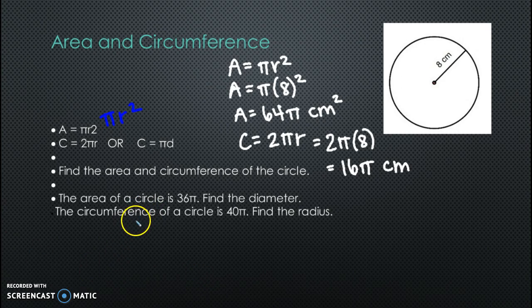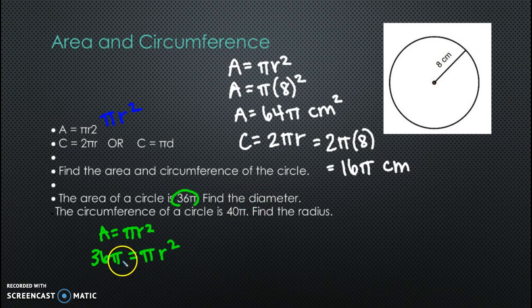Okay, then another type of question you'll see is the area of the circle is 36 pi, and I want to find the diameter. Well, the diameter is twice the radius, and the radius is what I use in my area equation. So I'm going to say the area is pi r squared, and I'm going to plug in what I know. So I know that the area is 36 pi, and that has to equal pi times whatever the radius is squared. So I'm going to use this to find the radius, and then once I find the radius, I'm going to double it to find the diameter.